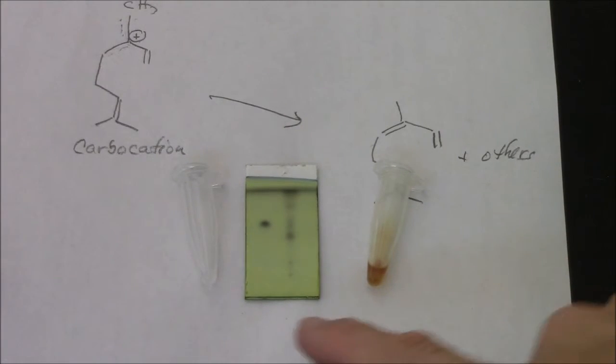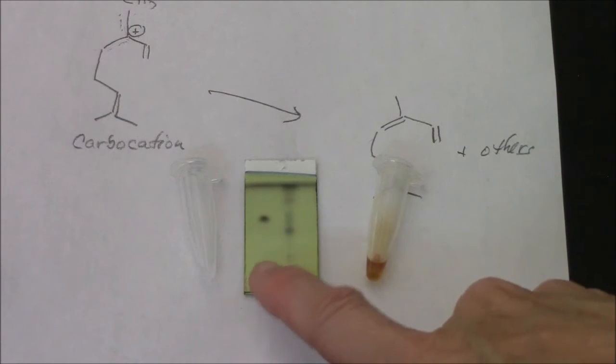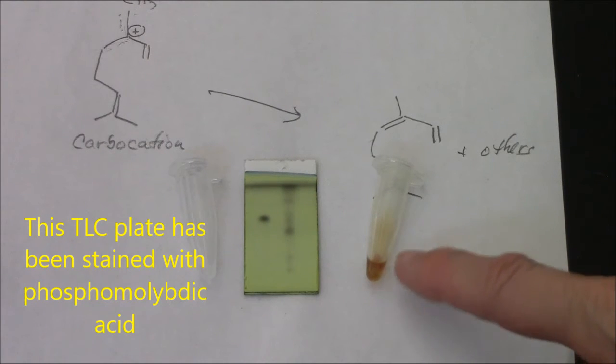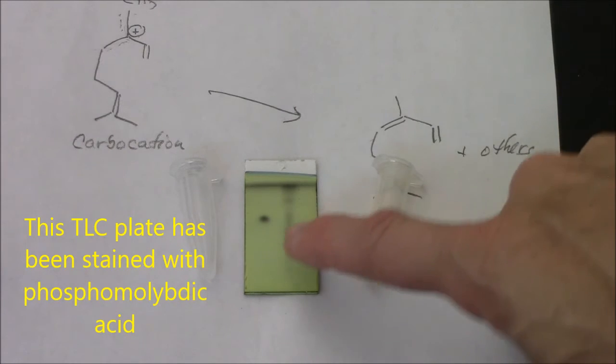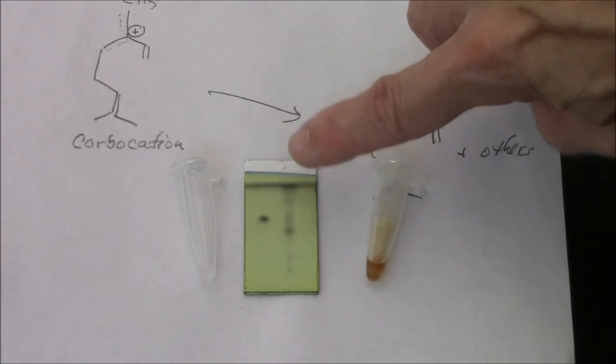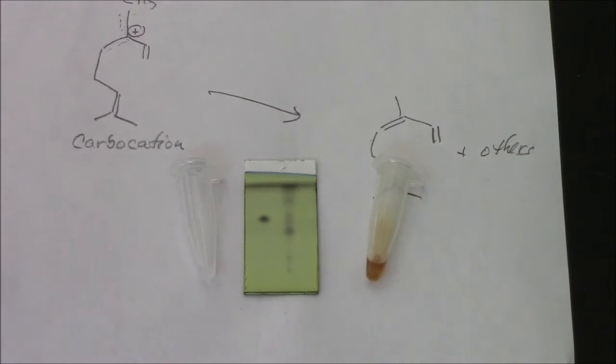Here's a TLC of the original linalool on the left, one spot right there. This is the sulfuric acid with the linalool. You can see the linalool has decomposed into a number of different compounds, some which move very fast, some which move slower than the original.